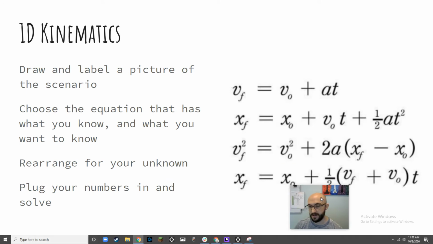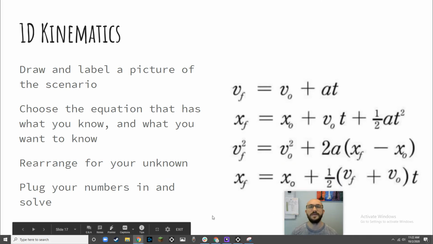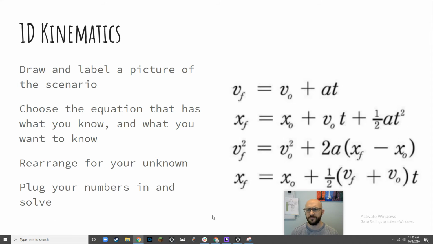All right, so now we get to kinematics and these glorious equations. The first 3 are equations that the AP does not expect you to have memorized. It will be on your equation sheet. The last one, however, is not on your equation sheet, but it's super helpful, so I would just memorize it.